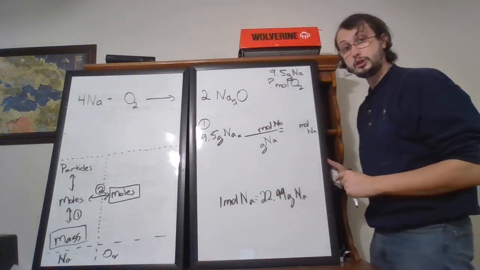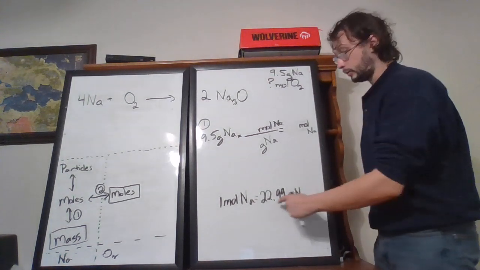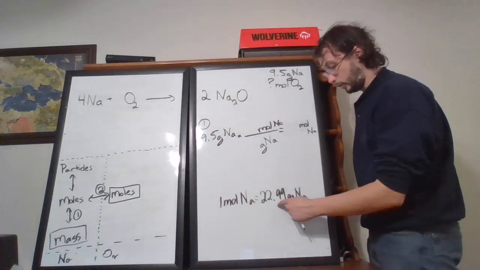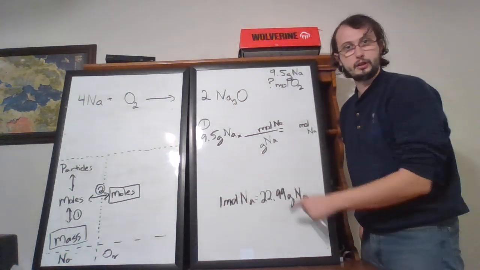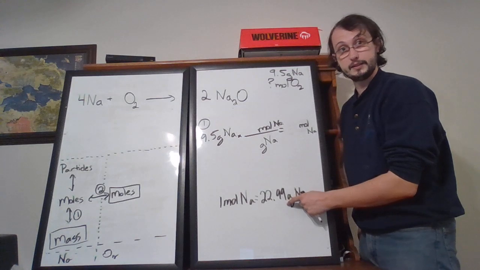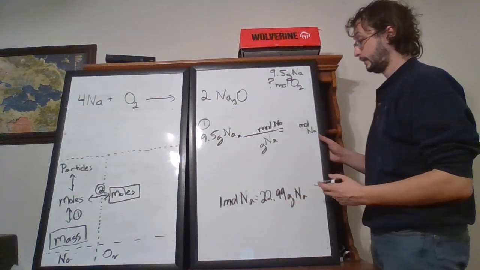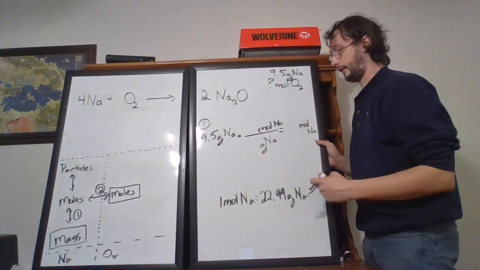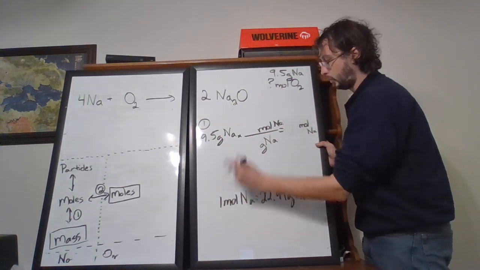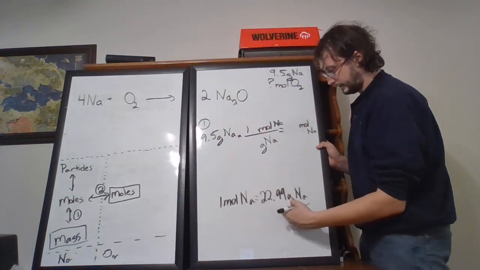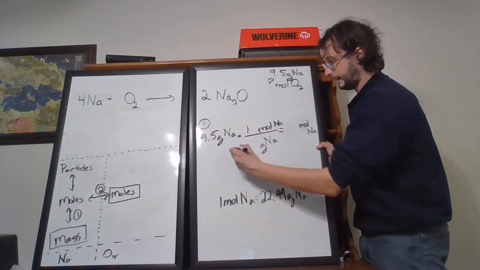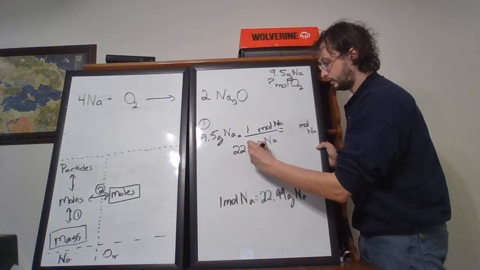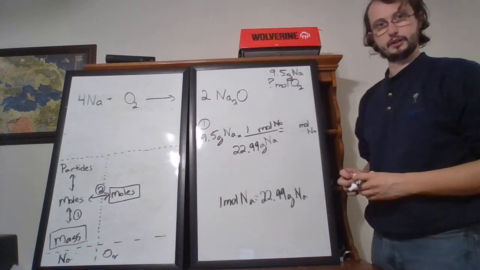You can go digits further than that, but when we're working these problems, the numbers I'm going to be using, I'm always going to go to 2 digits past the decimal. So I'm always going to go to that hundredths place, the second decimal place. So if you want your answers to make sure they absolutely match mine, do that. So 1 mole of sodium is equal to 22.99 grams of sodium.